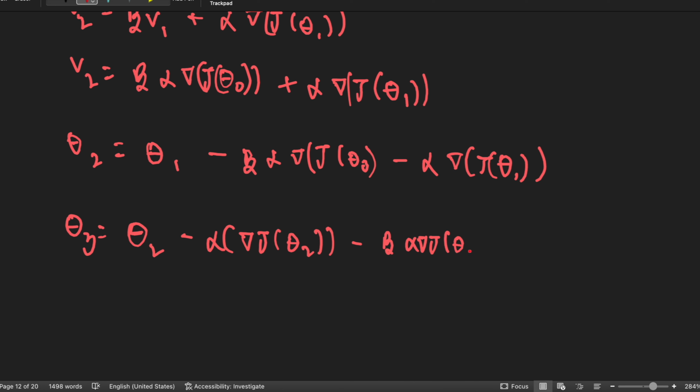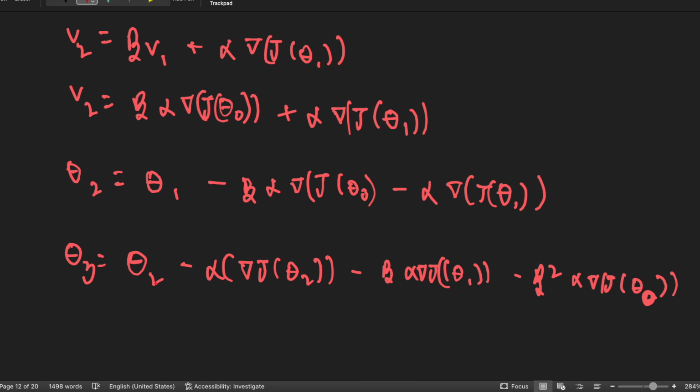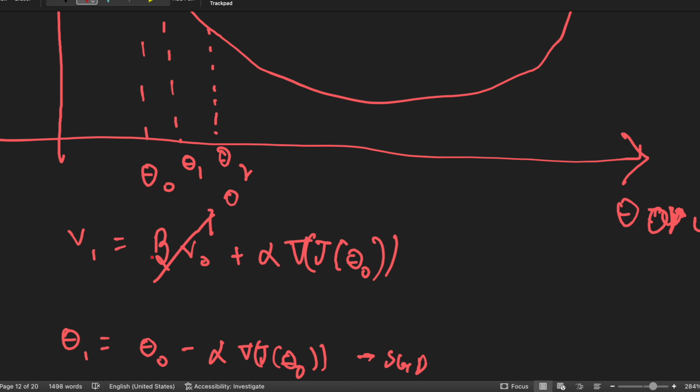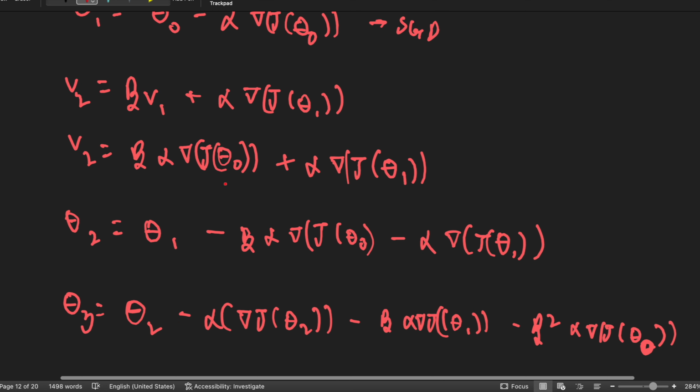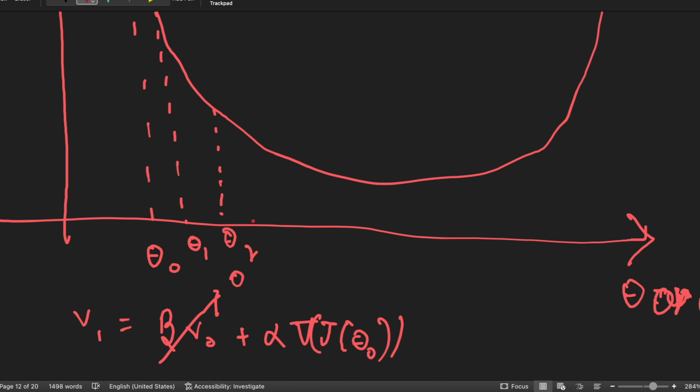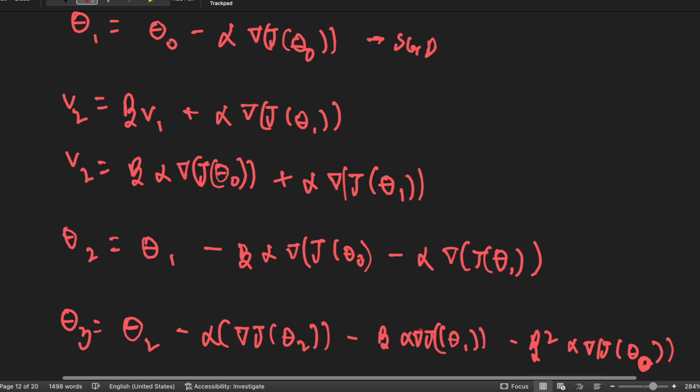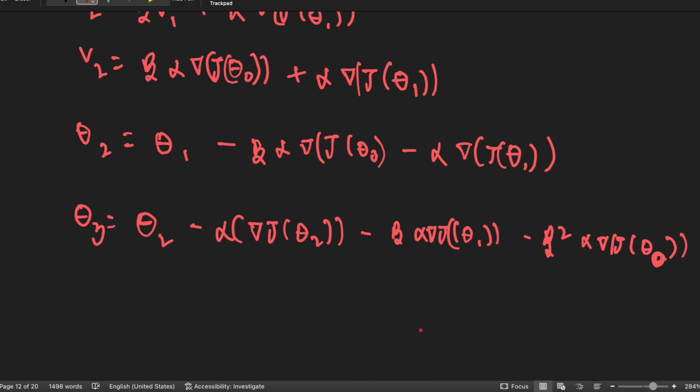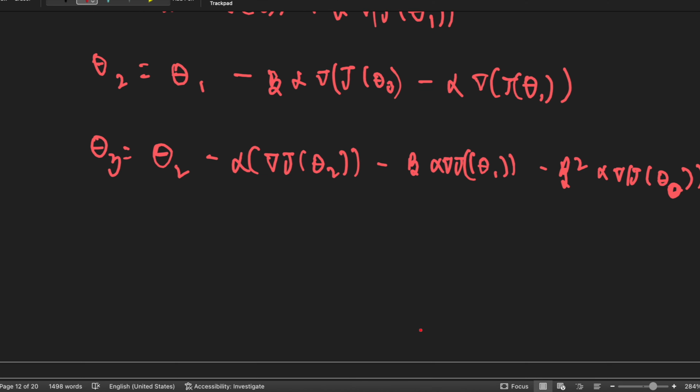The gradient at theta, beta square, theta 0. So you can follow, if we are taking original SGD, then theta 3 will be equal to theta 2 minus the gradient at theta 2. But you can see that the previous gradients are also contributing to the parameter updation. So the same thing is here.